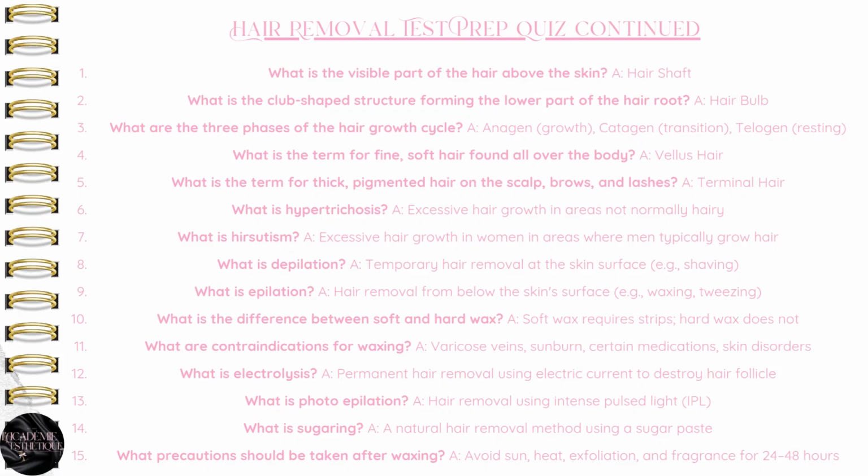What are the 3 phases of the growth cycle? One more time. What is the term for fine, soft hair found all over the body? What is the term for thick, pigmented hair on the scalp, brows, and lashes? What is hypertrichosis? What is hirsutism?